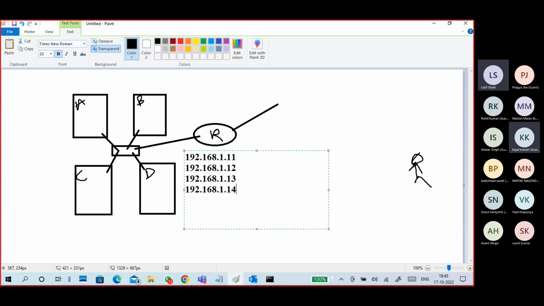That means four public IP addresses would need to be purchased. Instead of that, I'm taking only a single public IP. I don't take more public IPs. And I will show you how it works.